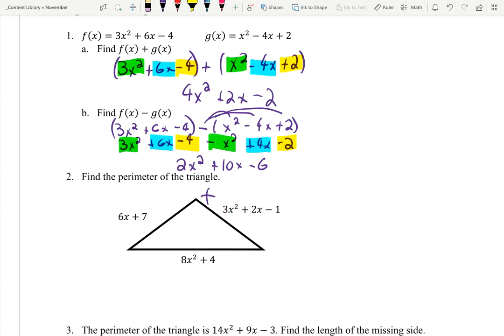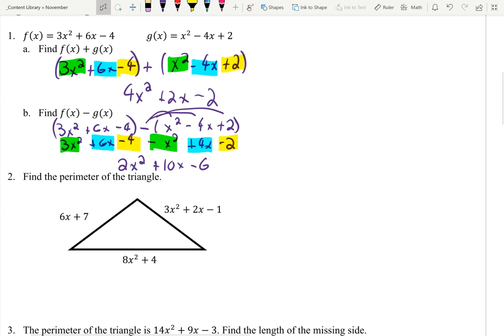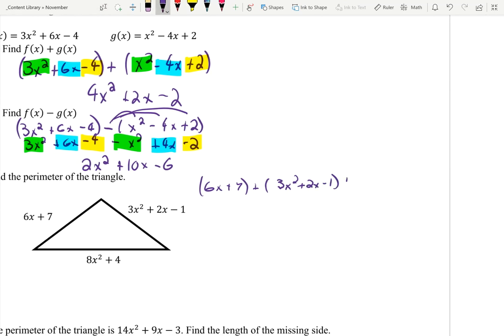All 3 added up. So if I write that out, that would be 6x plus 7 added to 3x squared plus 2x minus 1 added to 8x squared plus 4. So that's just all 3 sides written out, right? And we're just adding them together to find our total perimeter.